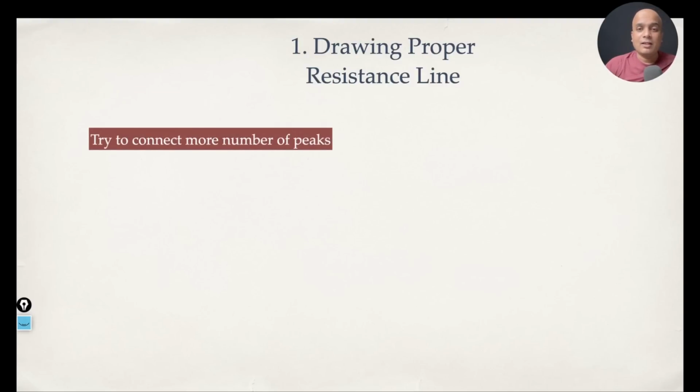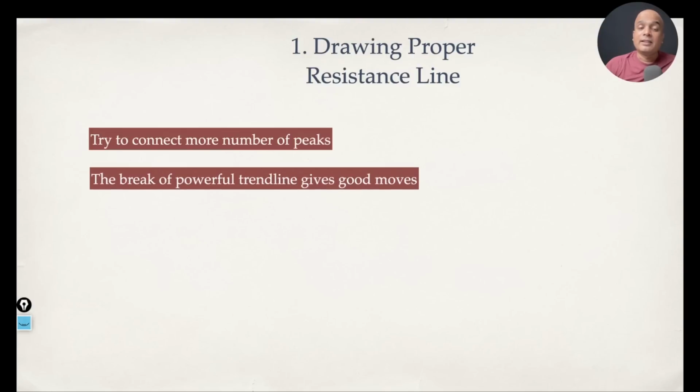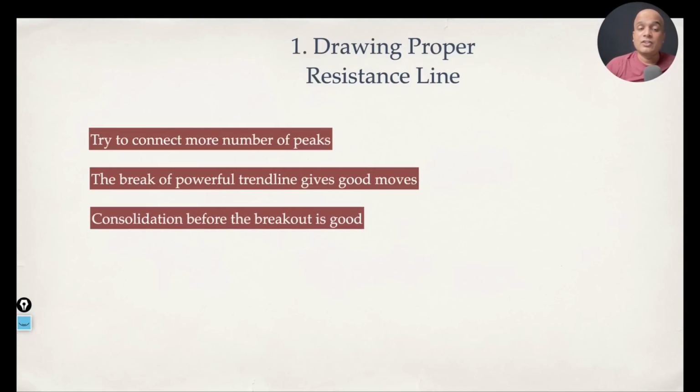So these are some of the important points. Number 1, we need to connect as many peaks as possible. And number 2, the break of a powerful trend line will only give good moves, because if the price breaks a small trend line, it will not give a very big move on the upside. If it breaks a very powerful trend line, then it will give a very, very good move on the upside. Number 3, consolidation just before the breakout is really good. So I'll explain these factors again in detail.